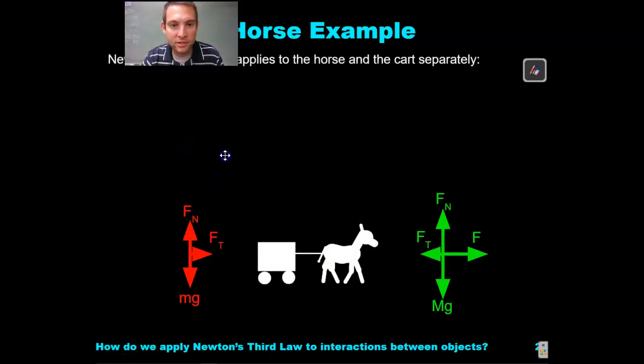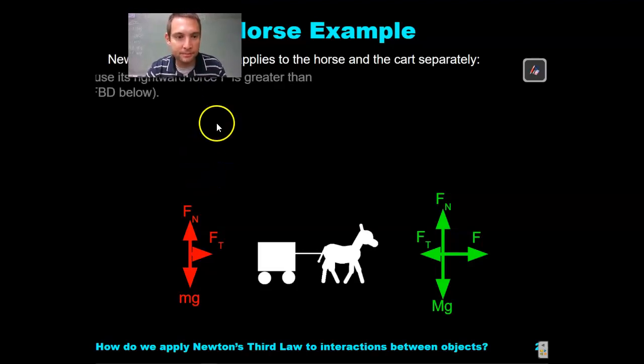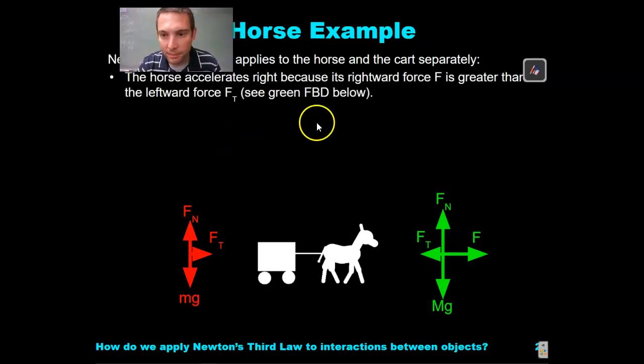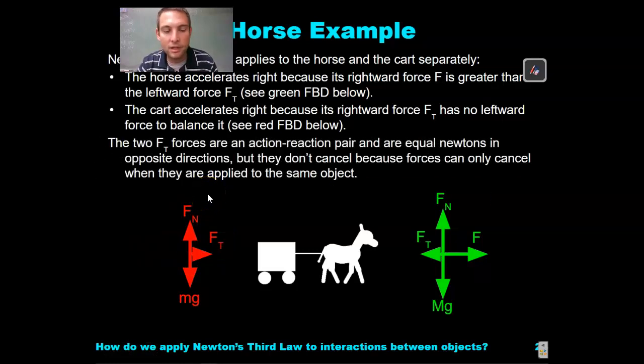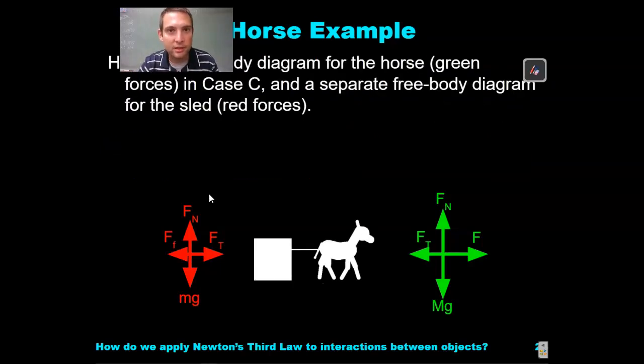Newton's second law applies to the horse and the cart separately. The horse accelerates right because its rightward force F is greater than the leftward force Ft. The cart accelerates to the right because its rightward force Ft has no leftward force to balance it. The two Ft forces are an action-reaction pair and are equal newtons in opposite directions, but they don't cancel because forces can only cancel when they are applied to the same object.